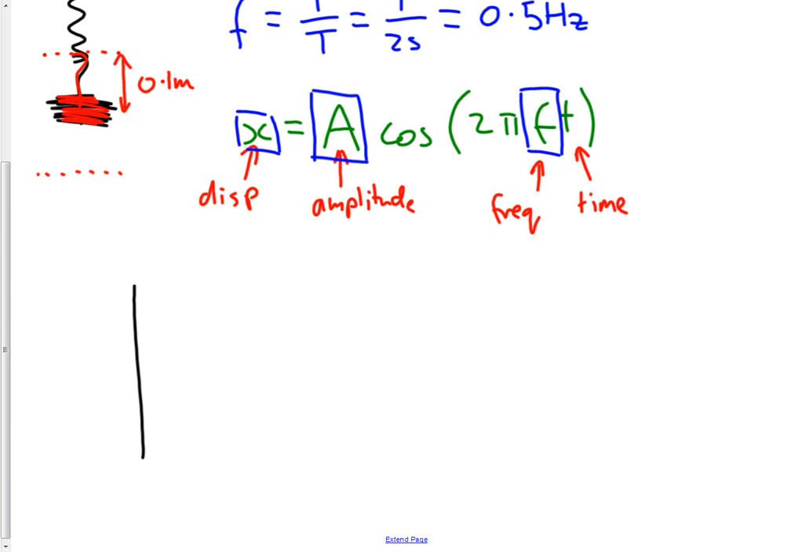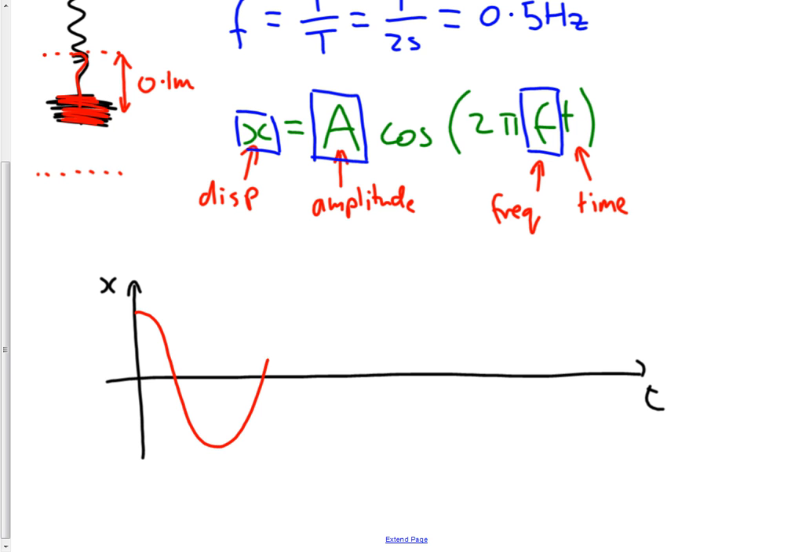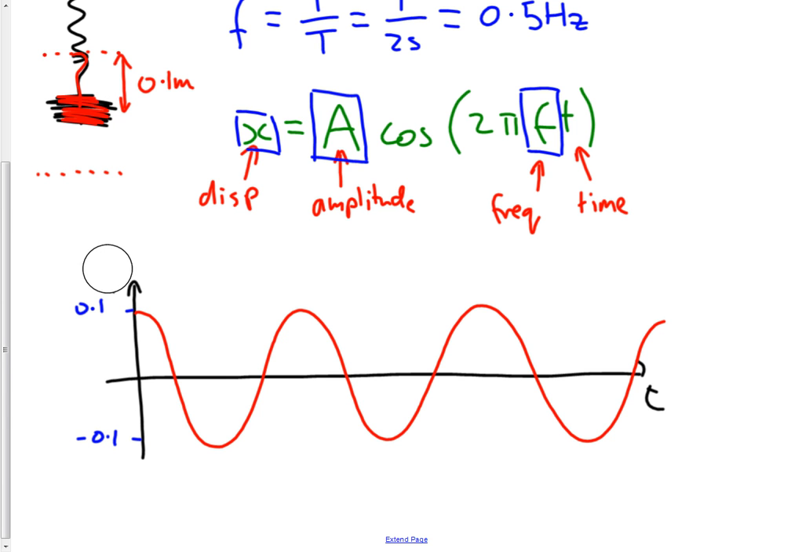So our graph of displacement versus time is exactly the same shape as the one I just drew. I'll try and draw it as well as I can. Except it starts at amplitude A. Let's even put the numbers in: 0.1 meters, and it goes down to minus 0.1 meters. So this is x in meters.